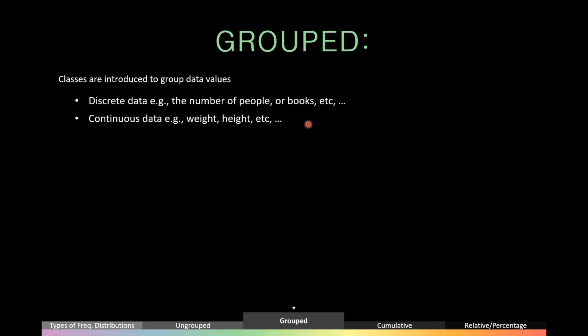Now, the reason that we have to identify the type of data that we're working with is because if we're working with discrete data, we're going to construct something called class limits. Whereas if we're working with continuous data, then we need to construct something called class boundaries. Now, there is a difference between the two, and there is a need to come up with class boundaries for continuous data that I will explain when we get there. So to understand this, let's look at an example.